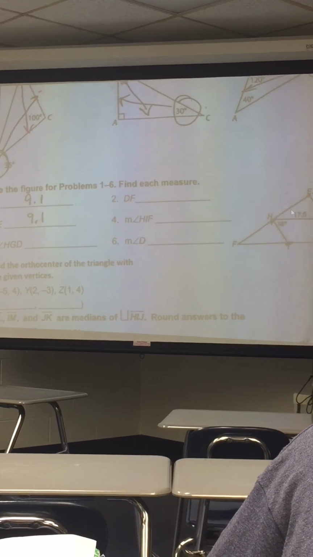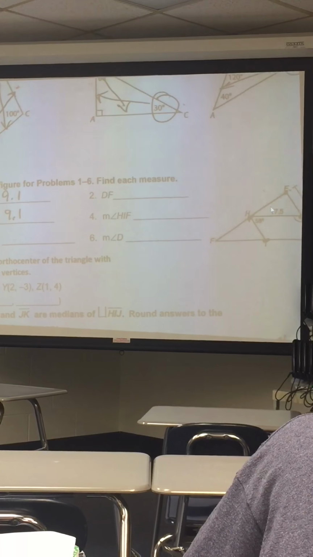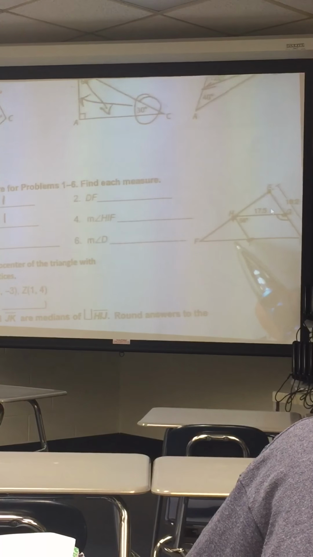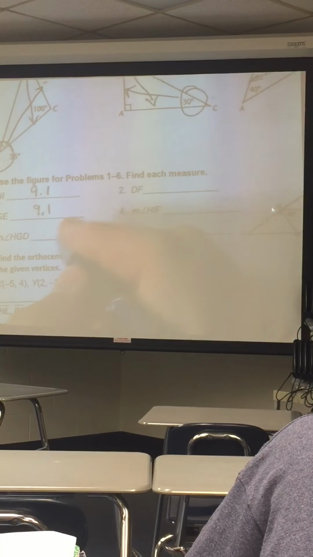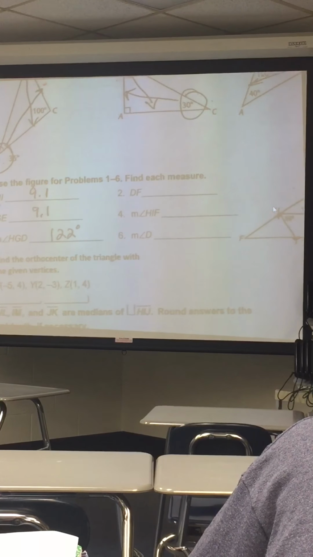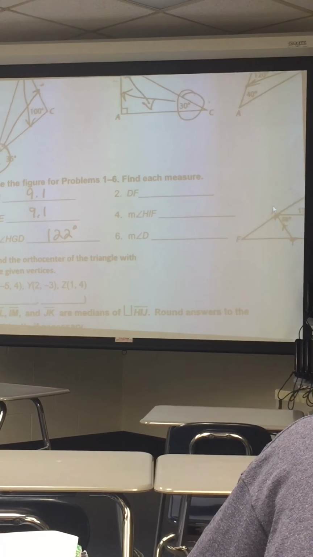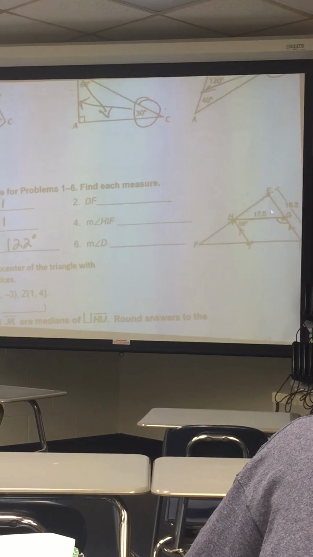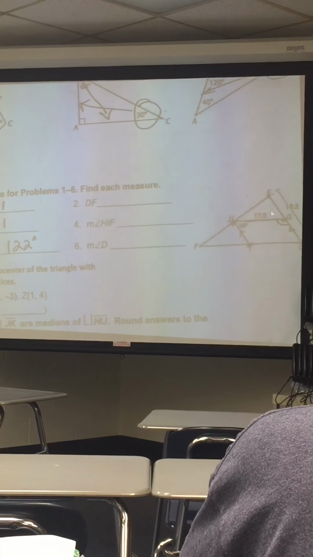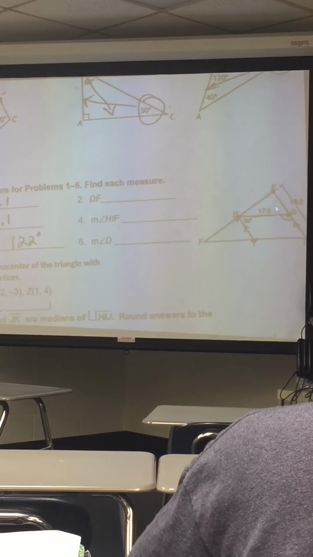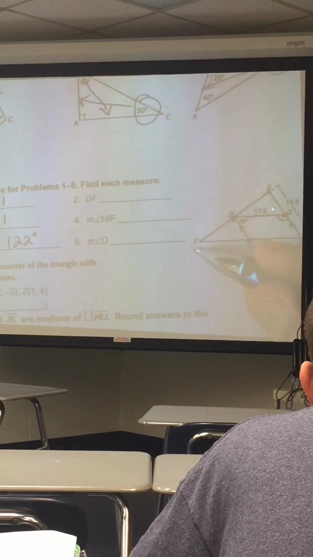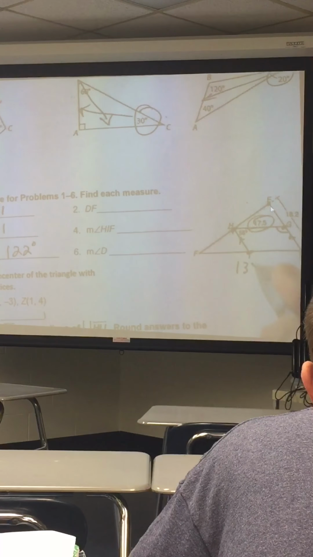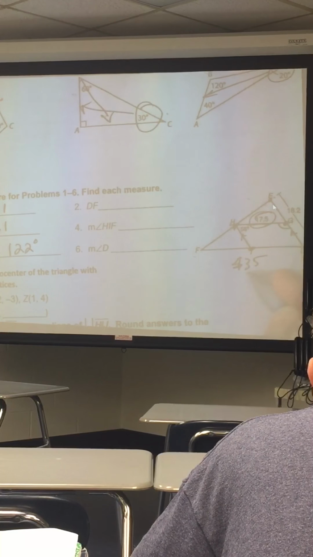Angle HGD is, well, now we've also learned that that is a consecutive angle, which makes it supplementary, 122 degrees. But we also know that cut by a transversal, same side interior angles are supplementary. DF, where is DF? Is this F here? Oh, there we go. So the entire side. So if this is 17.5, that makes this whole side 35 in length.